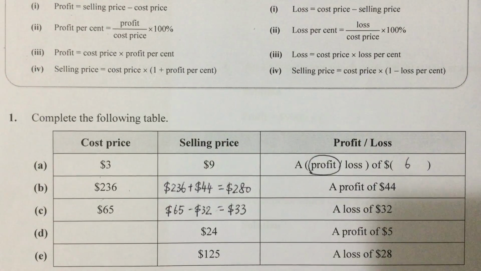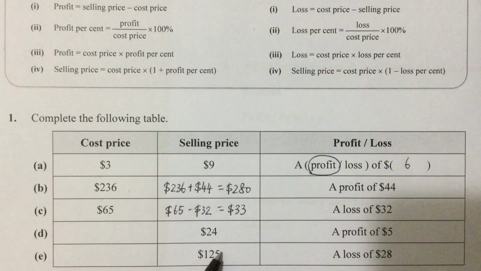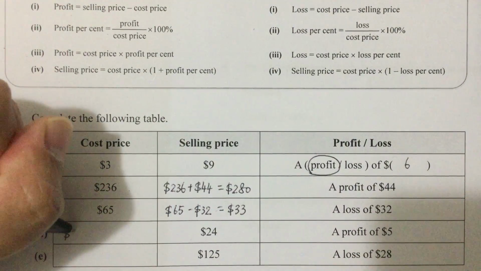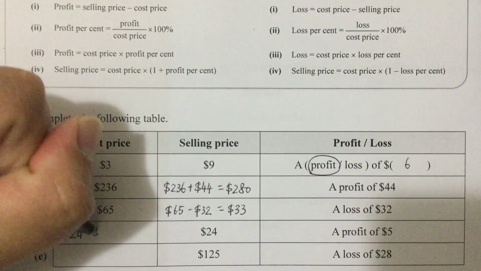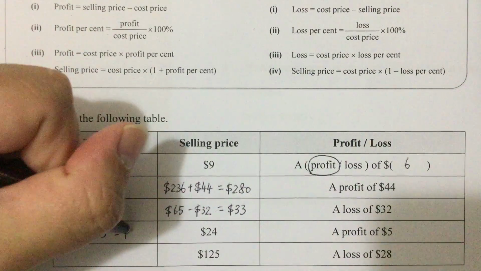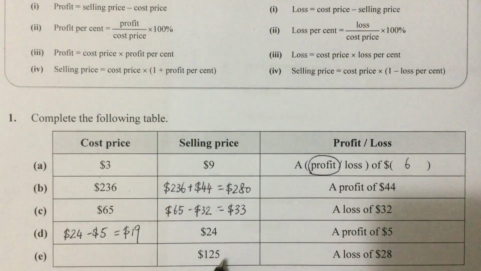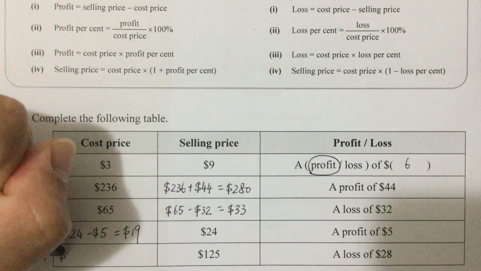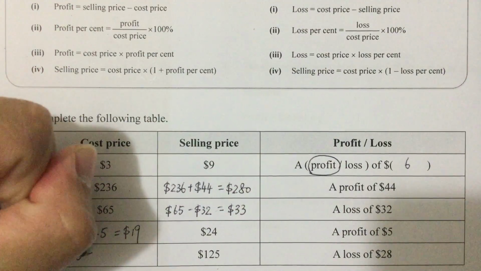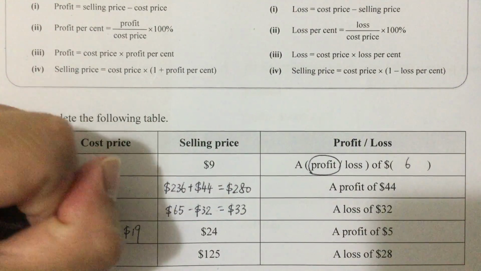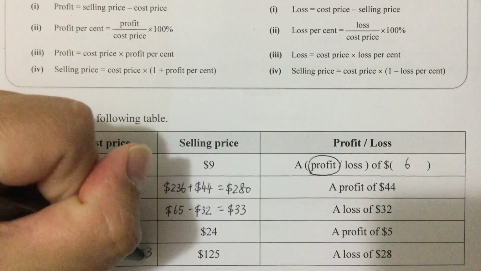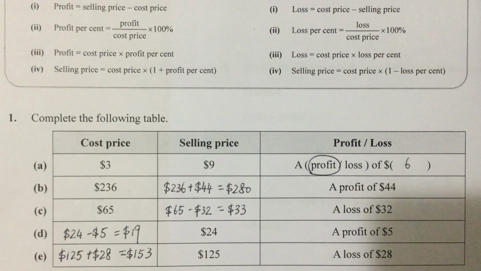And then once again for the profit and the loss, this time I get $5 more, so that I get $24. So that means you must minus $5 and get back the cost price. So this is 19. And finally, you have 125. You lost something. That means it must be greater than $125, so you will add $28 here. So the answer for this one is $153. So this is question 1.